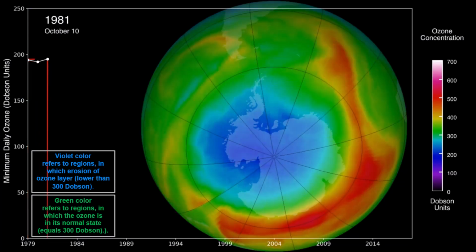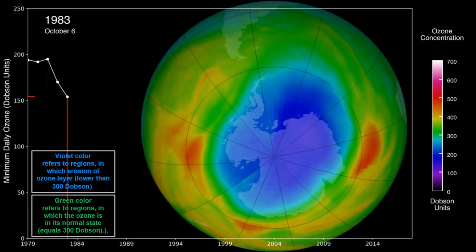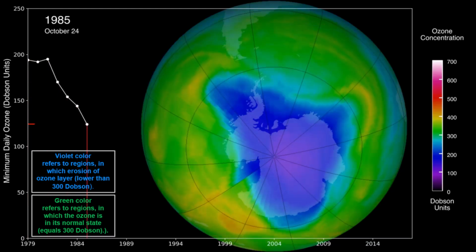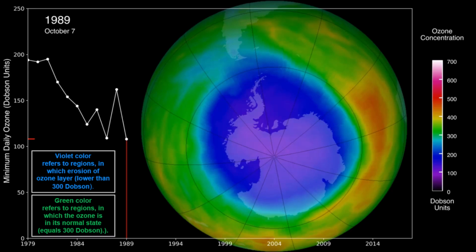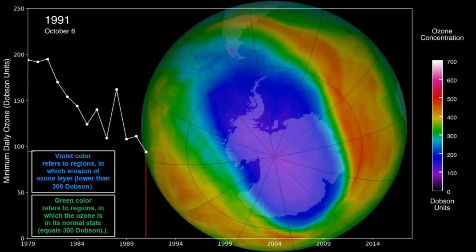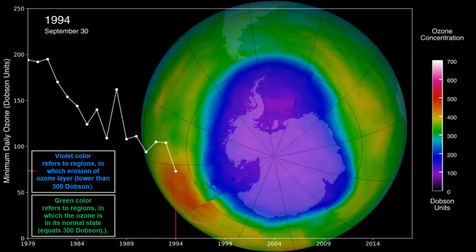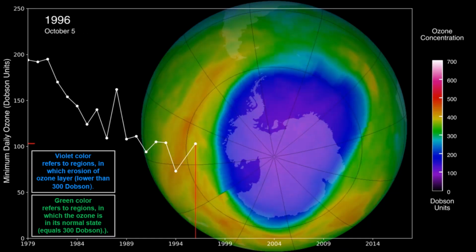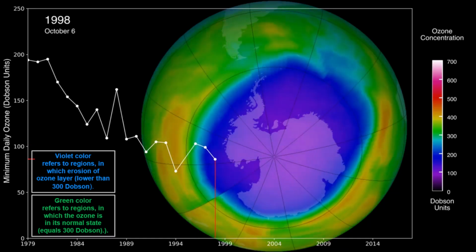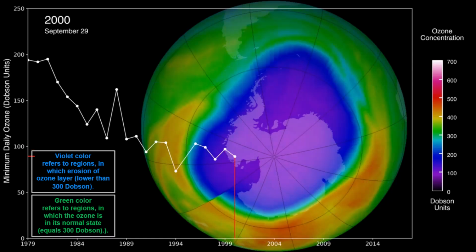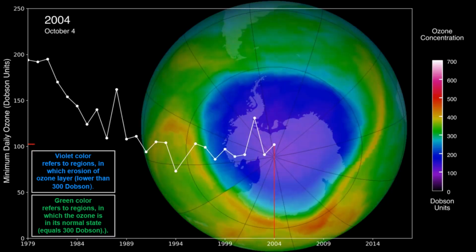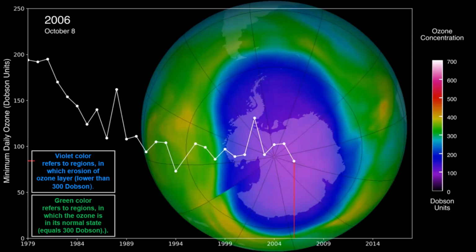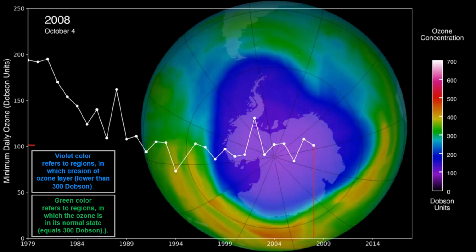And this is a representation of the ozone hole through the years. The green area is 300 Dobson, and the violet area is less than 300 Dobson. And as you see, with the years, the ozone hole increases.